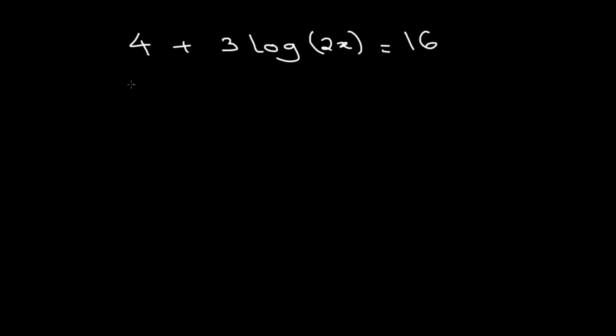This is another example. What do we do? The first thing that we always have to do is simplify. Are there like terms that we can work with? We can work with this one and that one. So this is 3 log 2x equal to 16. So we'll subtract 4. I'm not going to show all that work. So we have 12, right?